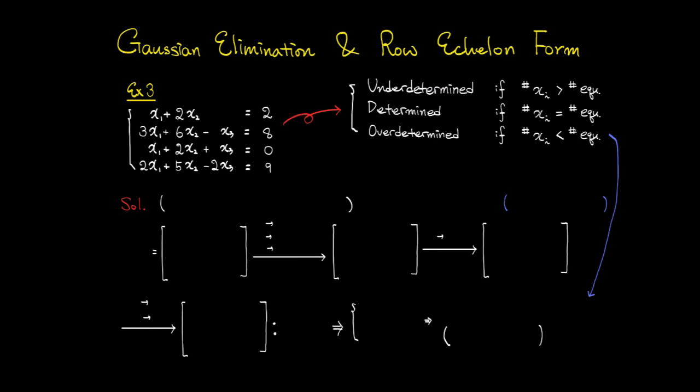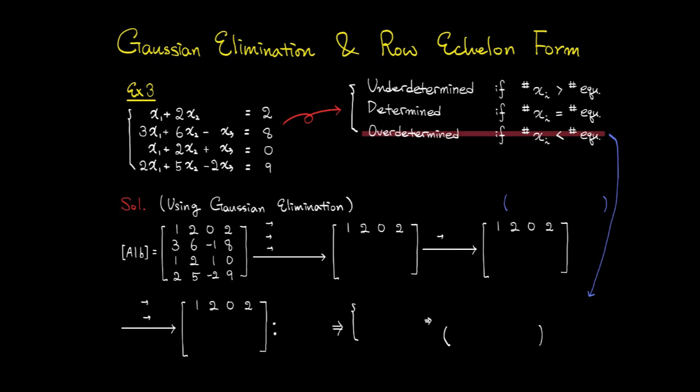Now, let's look at another example. There is a linear system here. Because the number of unknowns is 3 and the number of equations is 4, this system is overdetermined. Let's find the solutions of this linear system using Gaussian elimination. First, this is the augmented matrix.